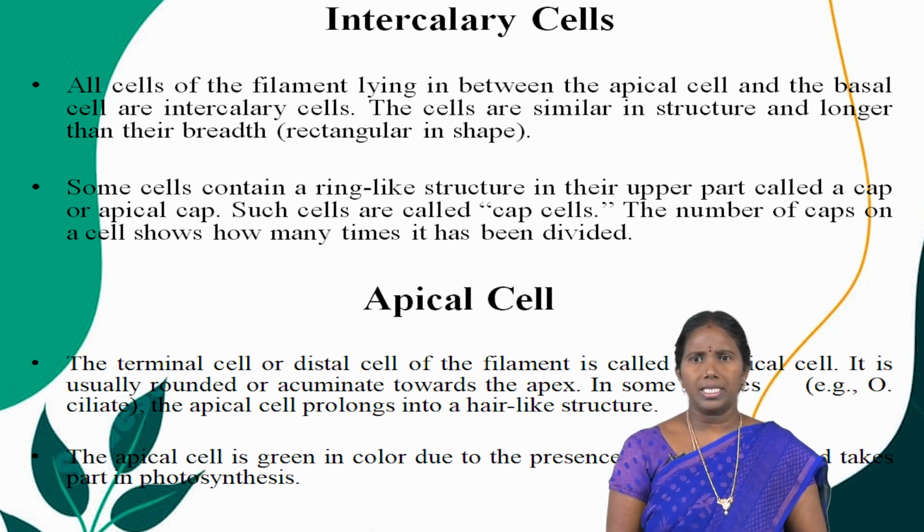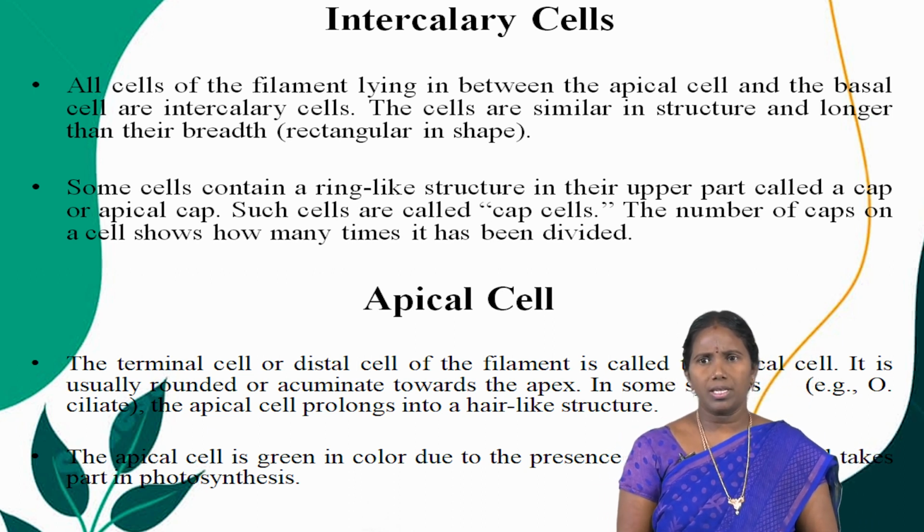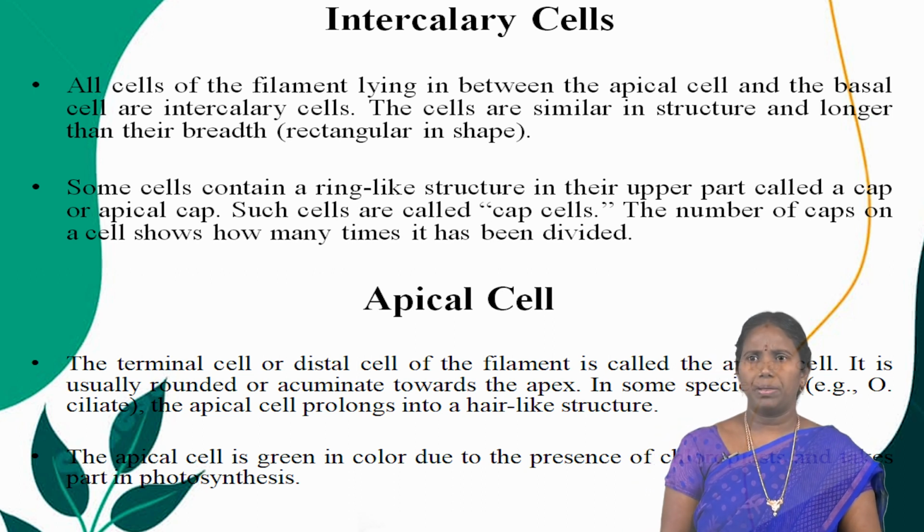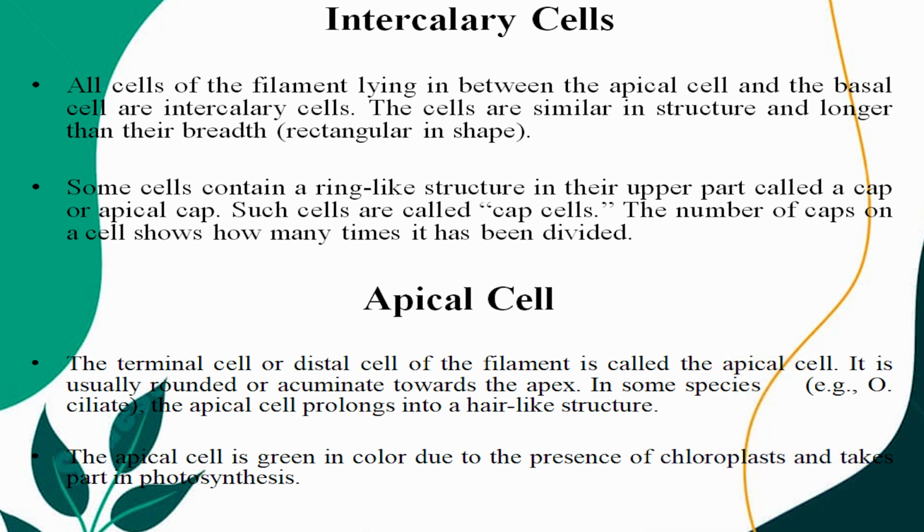The apical cell. The terminal or distal cell of the filament is called the apical cell. It is usually rounded or acuminate towards the apex. In some species, the apical cell prolongs into a hair-like structure. The apical cell is green in color due to the presence of chloroplast and takes part in photosynthesis.